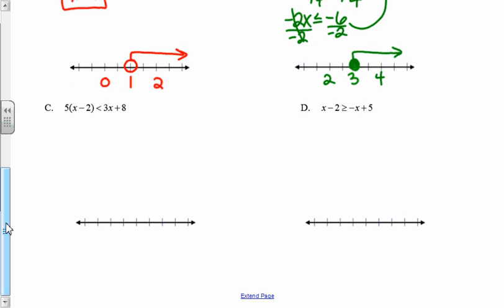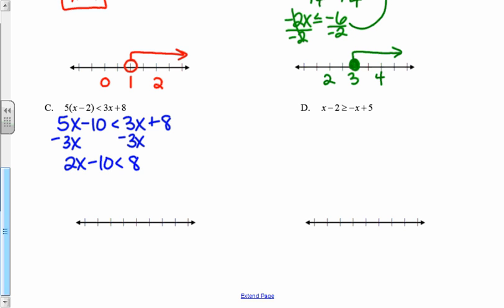C takes us back to using order of operations. We do parentheses and multiplication first, so I'm going to go ahead and distribute the 5. And then again, we're just going to get the variables on one side. And I'm going to get my constants on the other side. Dividing by 2, I don't have to flip the symbol this time since I'm dividing by a positive 2.